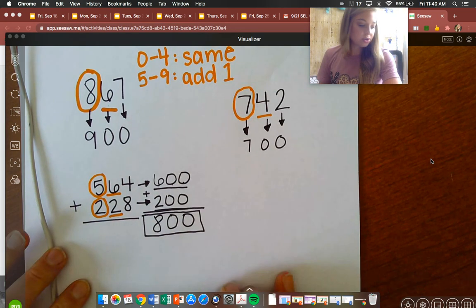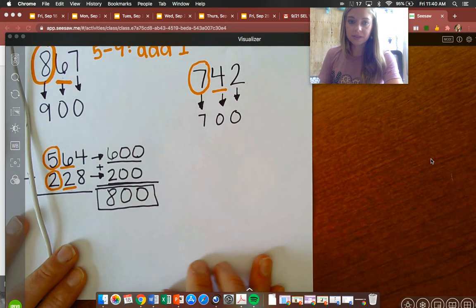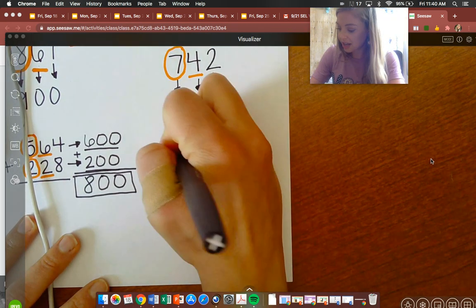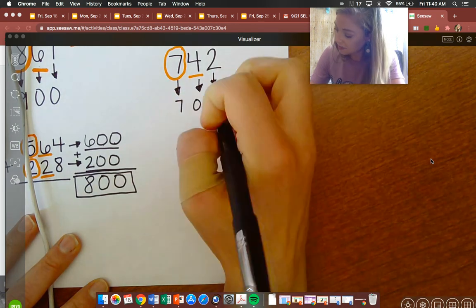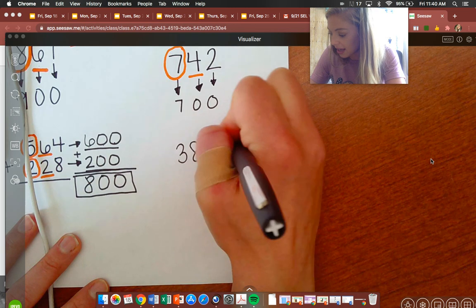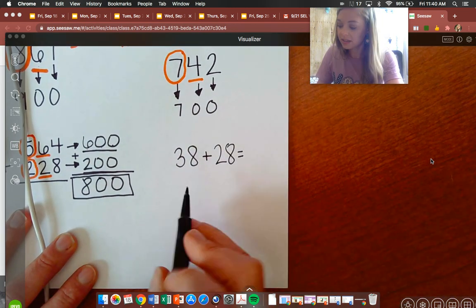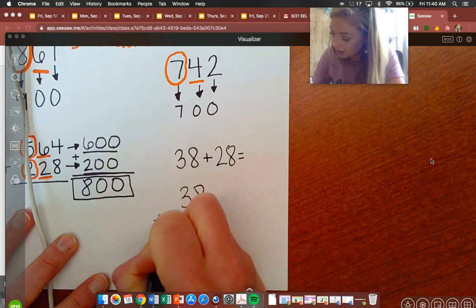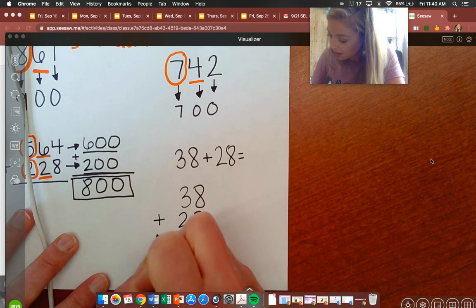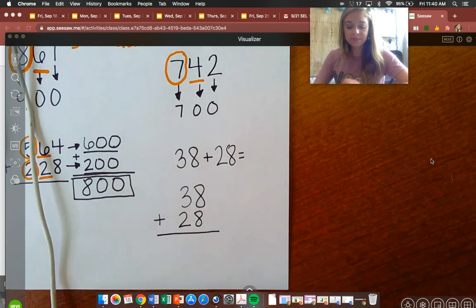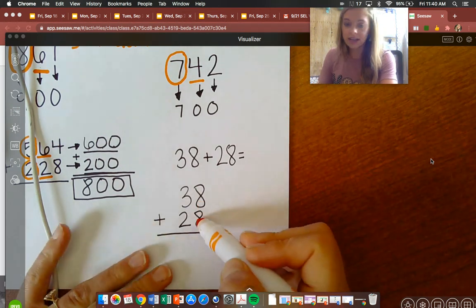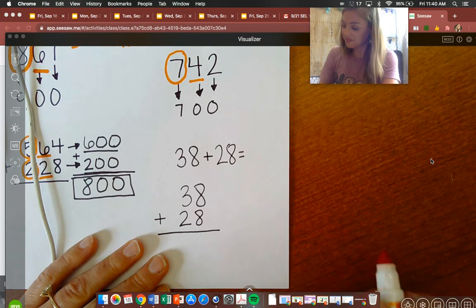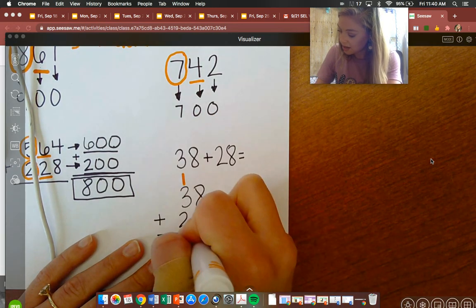Let's go ahead and do a couple more problems. Let's do a problem over here. If we have 38 plus 28 written like this, if you see a problem sideways like this horizontally, all you need to do is switch it so it goes up and down vertically. Okay? So we all know in this problem we would start in the ones place. 8 plus 8 is what? 16. 8 plus 8 is 16. I made a 10. I have 6 ones left over.